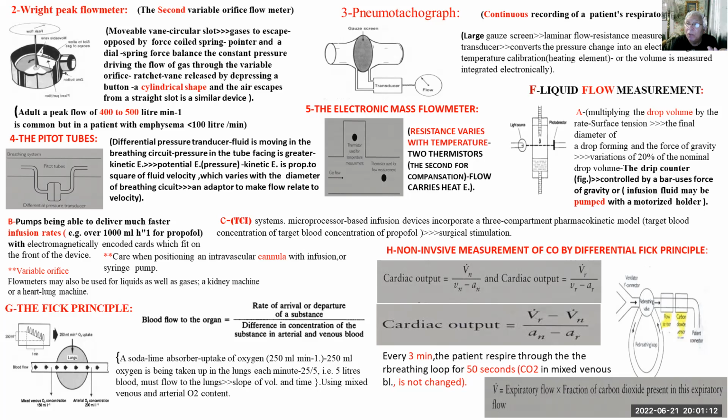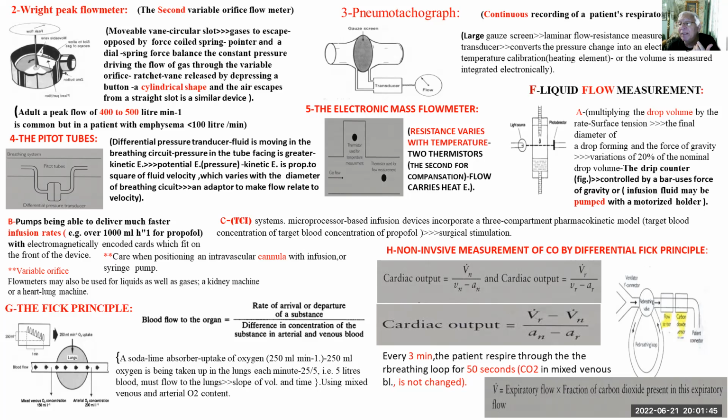So if I know the flow and I know the concentration of the drug entering and leaving, I can estimate the rate of uptake, in other words. This is what we call the Fick principle to measure the cardiac output depending upon the oxygen consumption. We also have what we call non-invasive measurement of carbon dioxide by the differential Fick principle. This is another principle utilizing a patient on a ventilator.